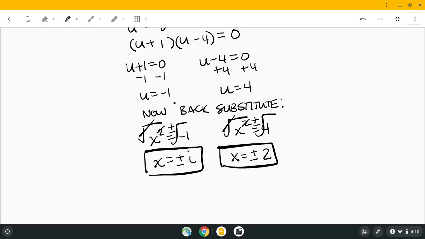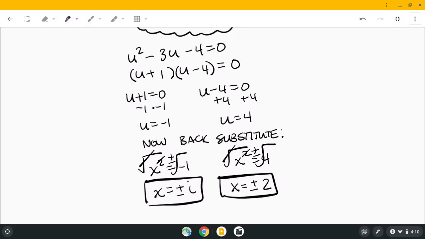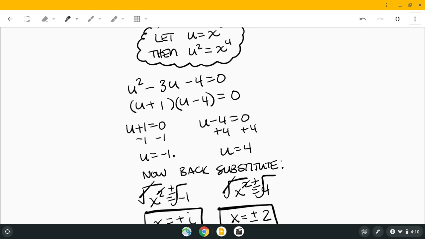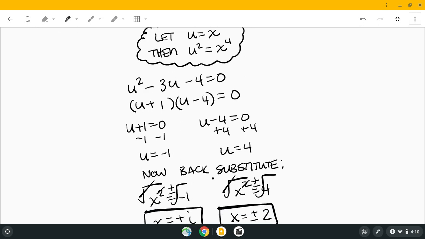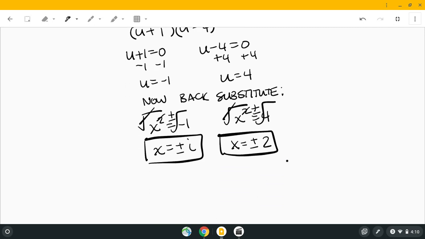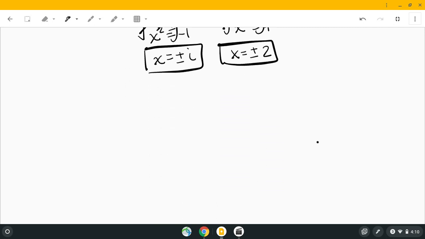So when you do this back substitution, remember, u equals x squared. So replace this u with x squared. So it's x squared equals -1. x squared equals 4. And then solve. Let's take a look at another example.